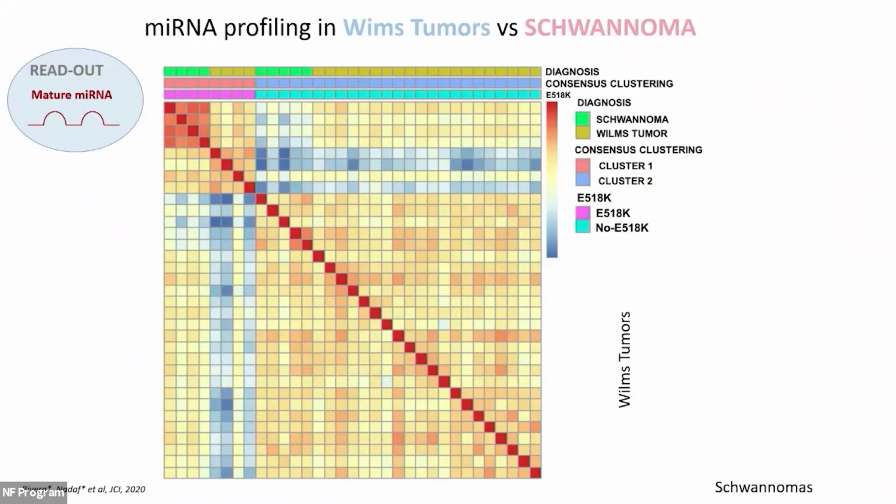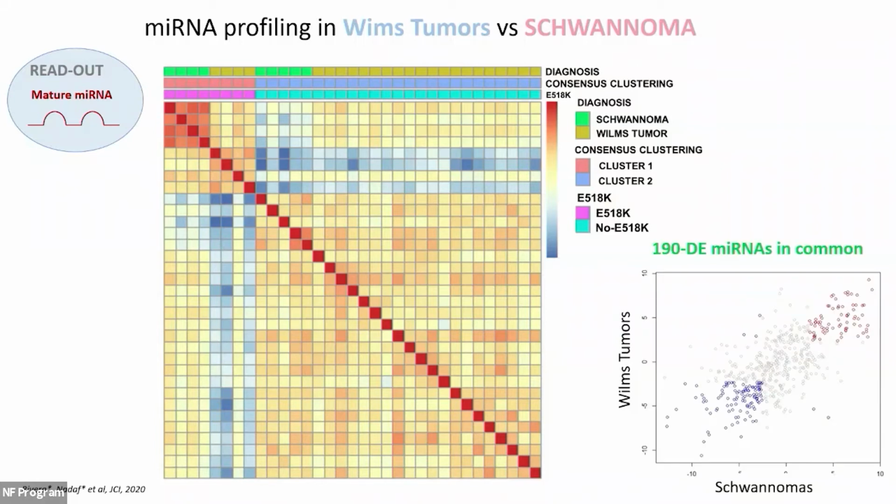To validate this, we then went ahead, same readout, mature microRNAs, but a different sample set. We're comparing now schwannomas with a mutation in green versus Wilms tumors with a mutation, but sporadic cases, in this yellowish color. And as you can see, again, mutated tumors, here in pink, cluster together independently from the non-mutated ones. This is consensus clustering of 1,000 repetitions. And there was a total of 190 differentially expressed microRNAs in common between those Wilms tumors and schwannomas. So this mutation was actually impairing a specific profile.